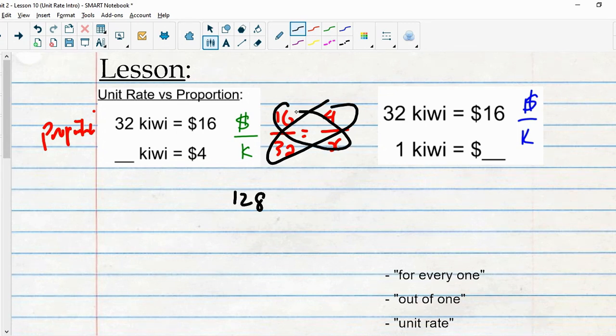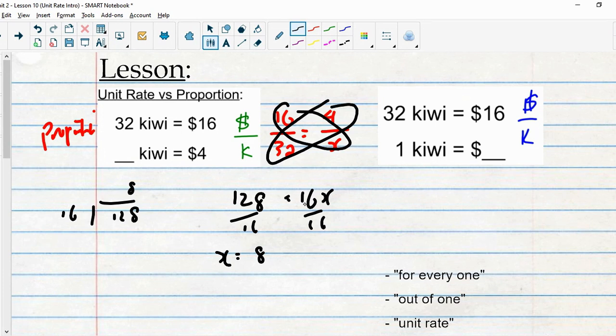128. 16 times what gives you 128? So you want to get your calculator out? I'm too lazy to go get my calculator, so I'm just gonna do it by hand. So let's see. Oh, it's 8. Okay, all right. 8. So 8 what? 8 kiwis. Right? That's a good old proportion. Nothing new here. You've been doing this for almost 2 weeks now.